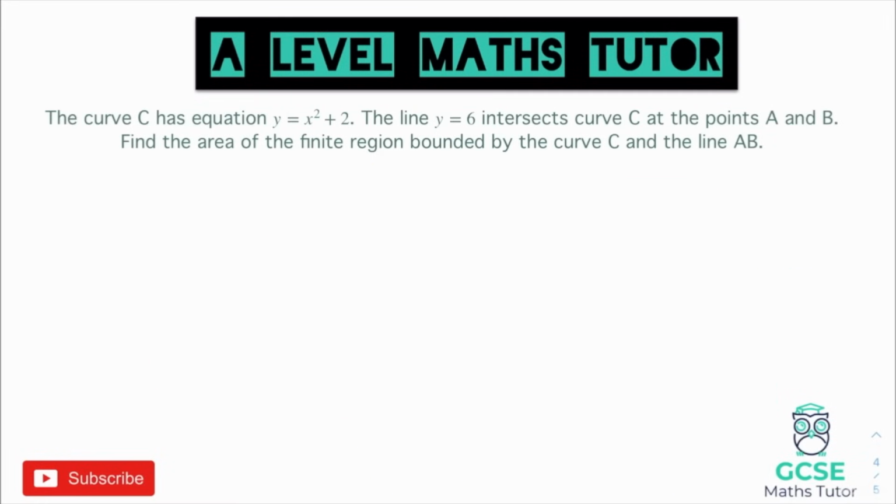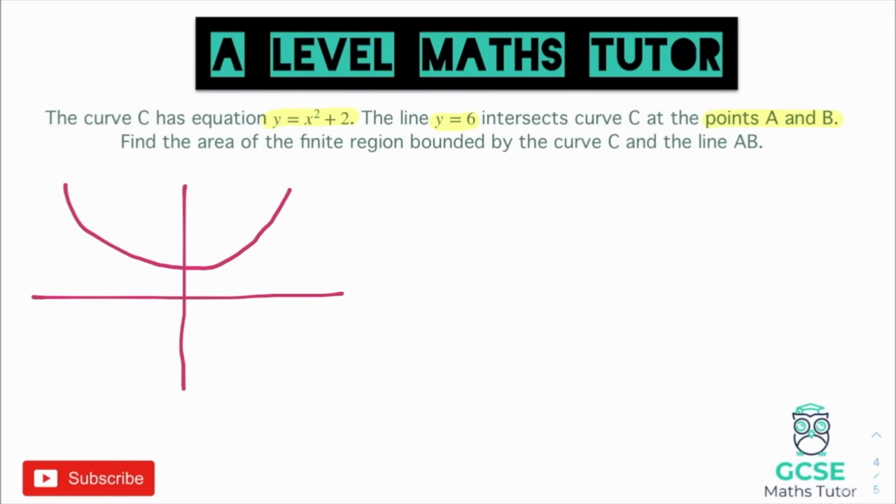Okay, so looking at this question, it says the curve C has equation y equals x squared plus 2. It says the line y equals 6 intersects curve C at the points A and B. Find the area of the finite region bounded by the curve C and the line AB. So if we draw a sketch of this to see what it looks like, the x squared plus 2 is just an x squared graph that's been translated up by 2. So it would look something like that.